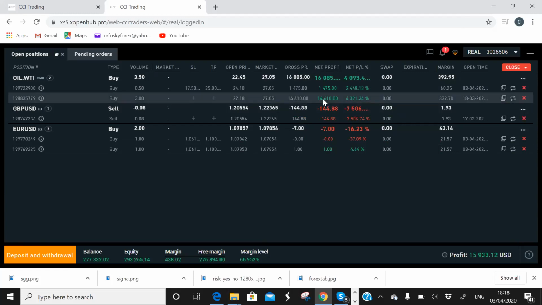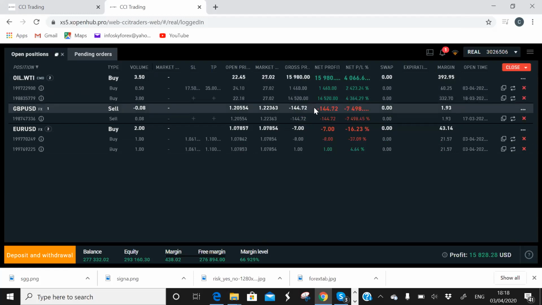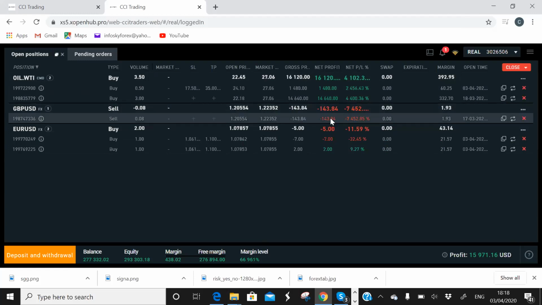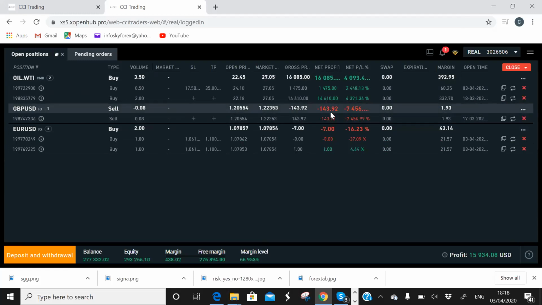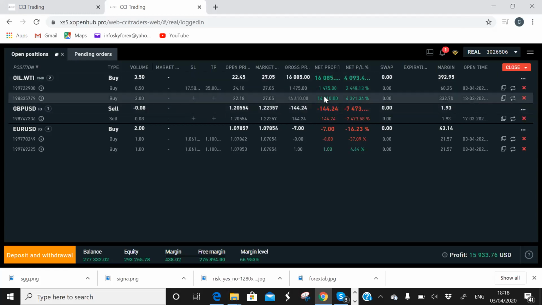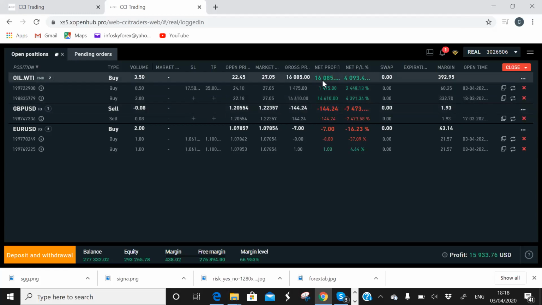I have a sell order on GBP USD. It has not gained yet. It is still going to gain. So if you are trading, if you have the negative sign here, it shows a sign of losses where you have not gained. The ones that are showing green here show a sign of profit, the ones that you are making profit on.